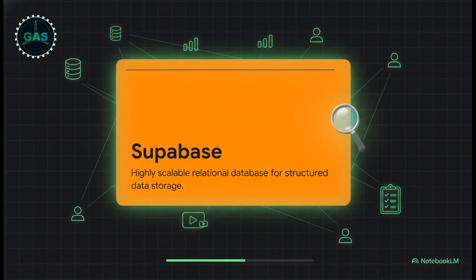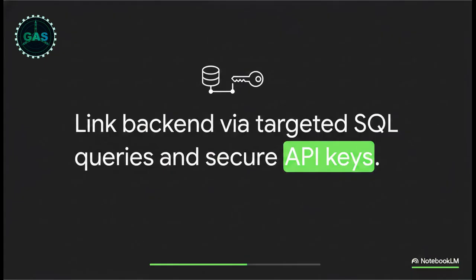To store our processed data permanently, we integrate Supabase. Think of Supabase as your production-grade backend infrastructure. It's a highly scalable relational database built for structured data storage and complex querying. So whether it's user credentials, saved metrics, or your company's lead lists, this ensures your system has a reliable, queryable memory bank. To finalize the back-end connection, you need targeted SQL queries and secure API keys.